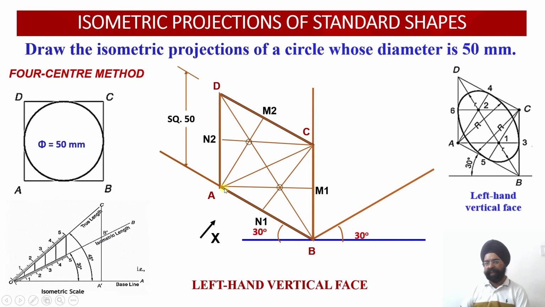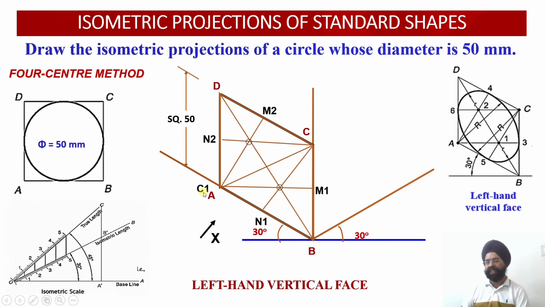Similarly, my other two center points are the corners of the shorter diagonal. You see, this is my shorter diagonal AC. That is why I told you that our main focus will be upon the shorter diagonal. So the two ends of the shorter diagonal, A and C, will be my next two centers. So 4 centers I have been able to locate. The 2 centers lying at the ends of the shorter diagonal, and other 2 centers I have located over here. So let us start drawing the 4 arcs.